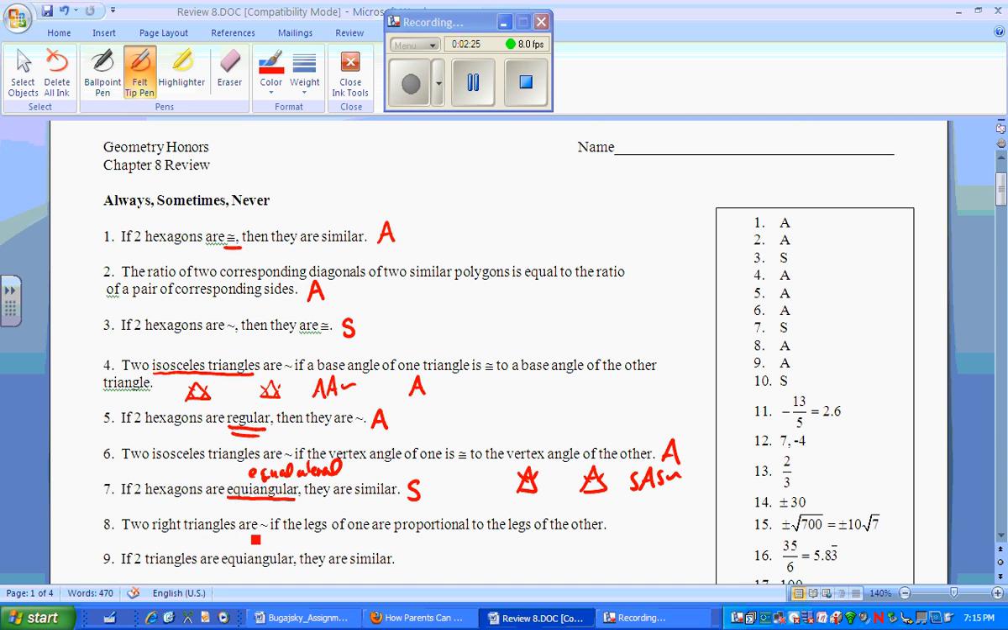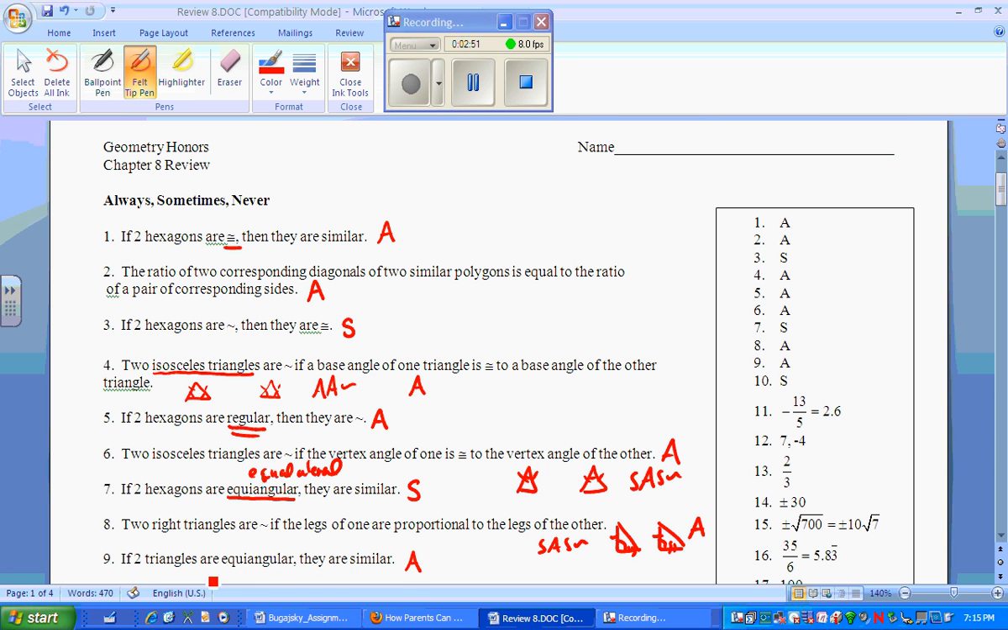Number 8, two right triangles are similar if the legs of one are proportional to the legs of the other. So you have two right triangles. The legs are proportional. So by the side-angle-side similarity again, these two would always be similar to each other.